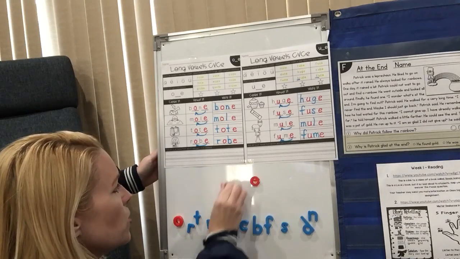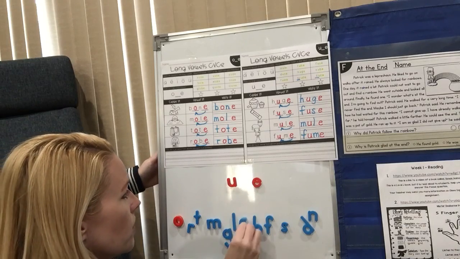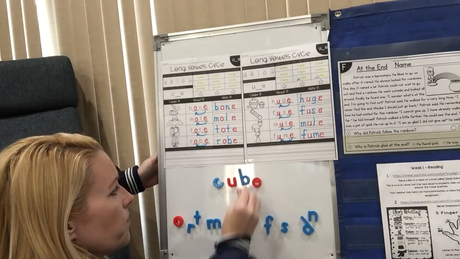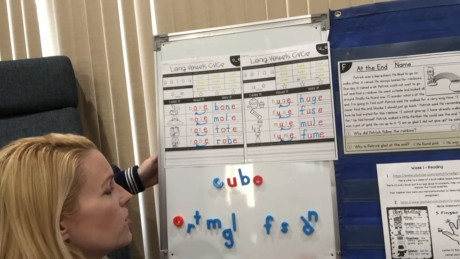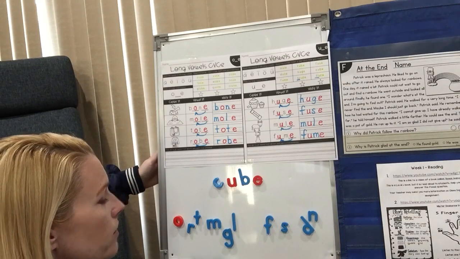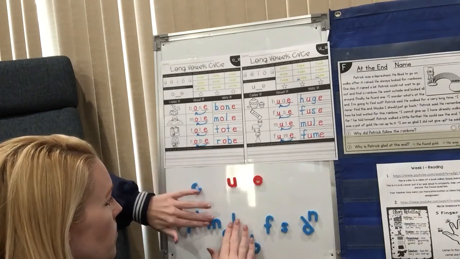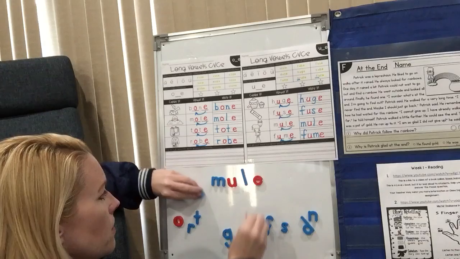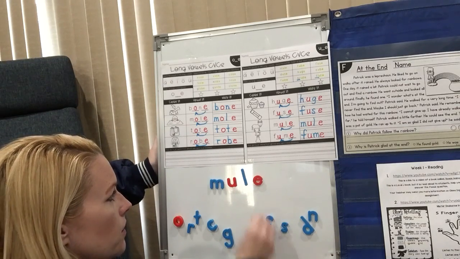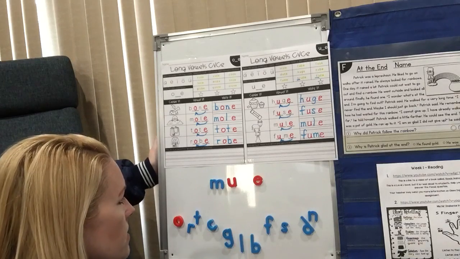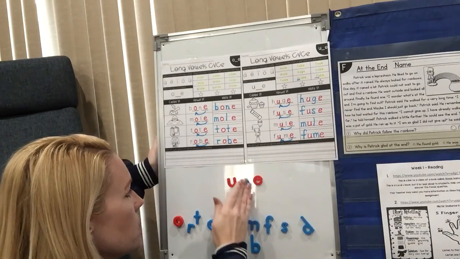Let's try it with some U. And so we could do U or oo. How about this one? Right now it says cub, and then it changes to cube. I could say, just like that little animal up there, mule, mule. If you guys want to practice making some long U words at home and send me a picture, I would love to see those.